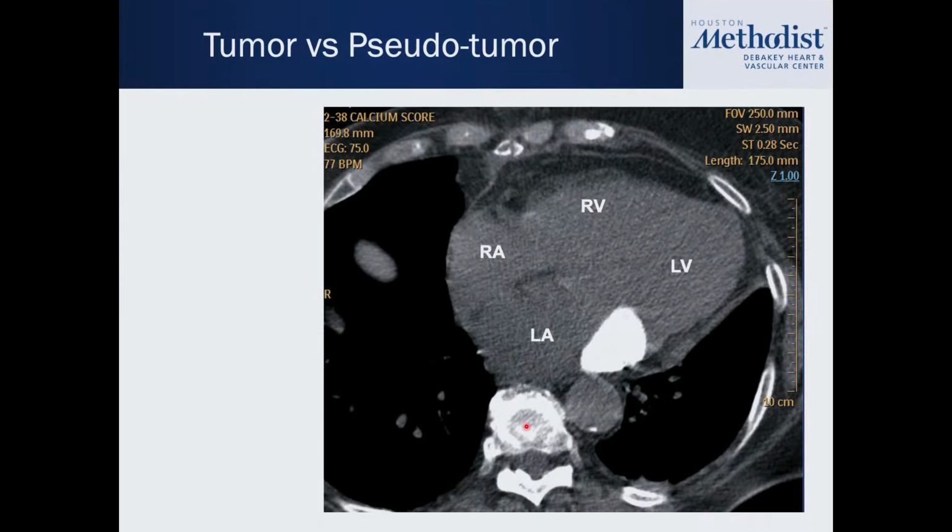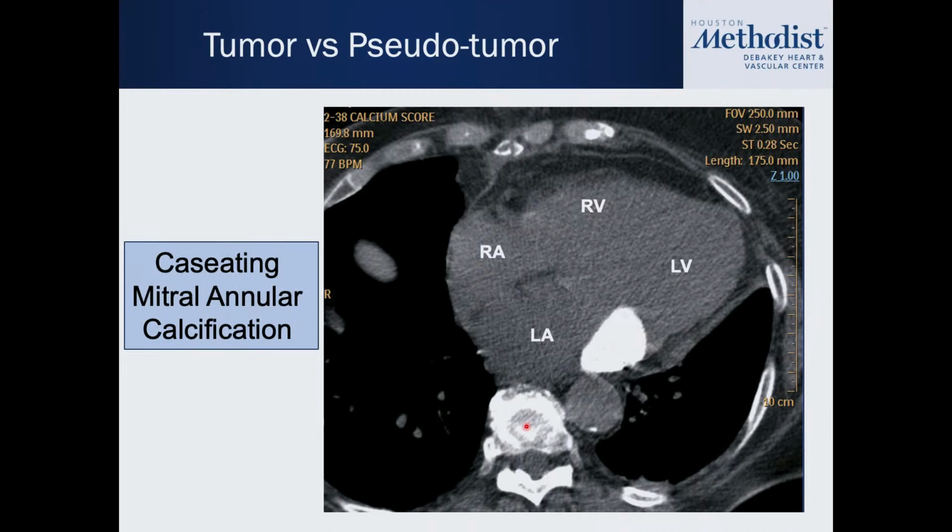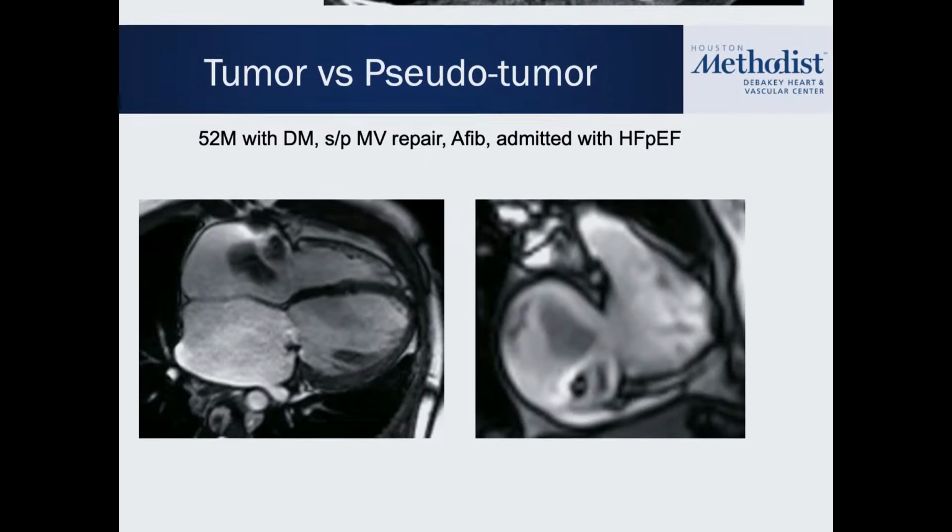And the patient got a CT calcium score. Very high calcium score, as you can see. Okay, so this is caseating mitral annular calcification, right? So this is also something that you don't see every day. But probably on the echo, you would have suspected it, right? Because you see this high signal area coming, but obviously it was unusual that triggered further imaging.